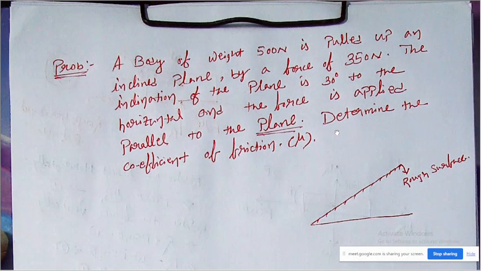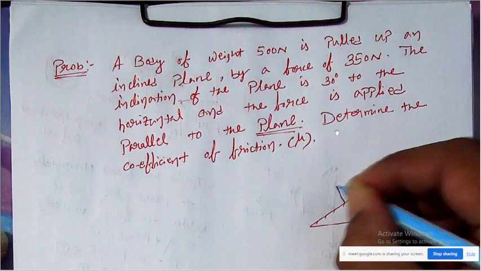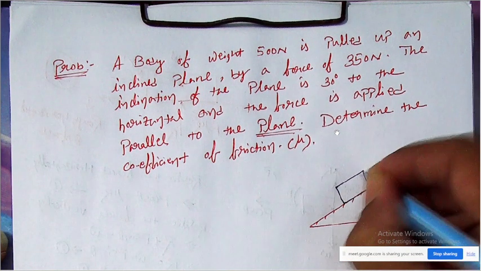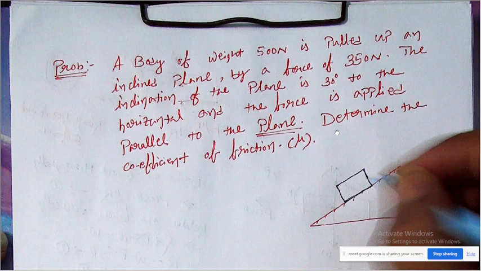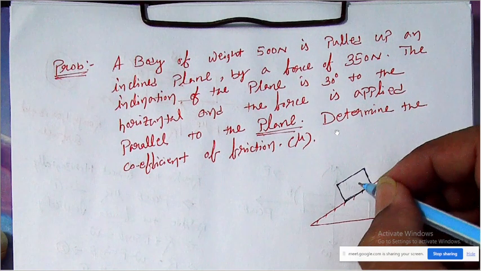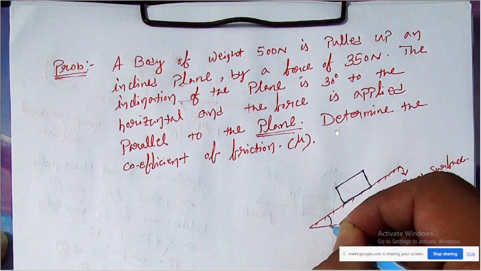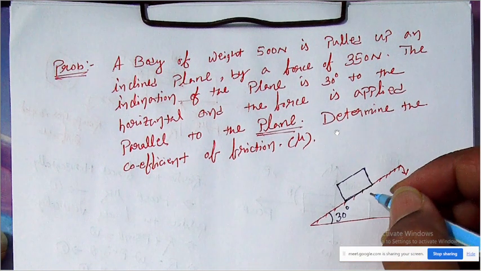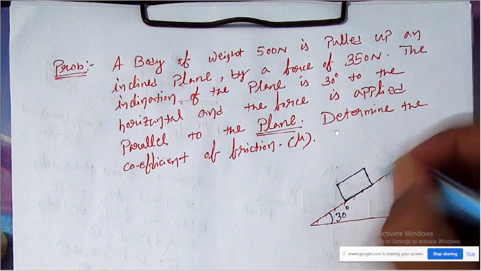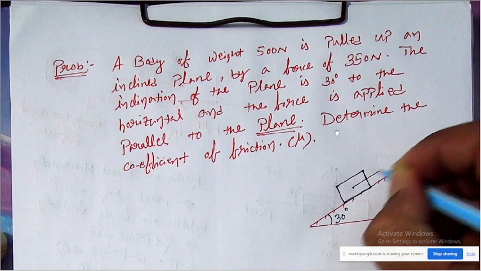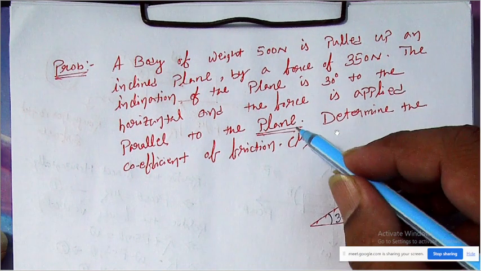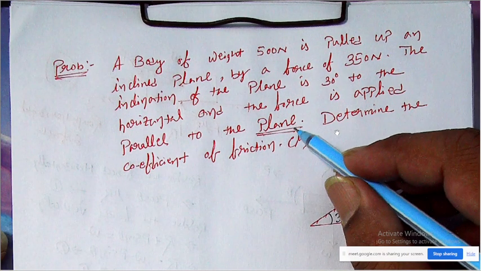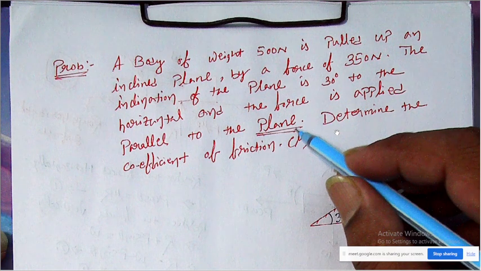Next, the body is placed on an inclined plane and it is pulled up by a force of 350 Newton. And this angle of inclination is 30 degree to the horizontal. And this force that you are applying, he is saying that it is parallel to the plane. Remember, if it is in the question, it is parallel to the inclined plane, if it is an inclined plane problem.